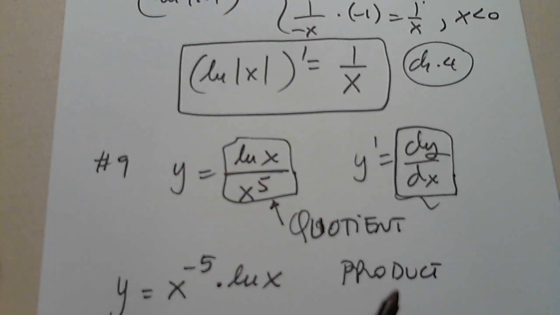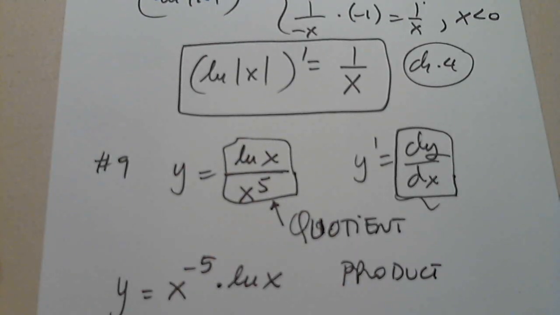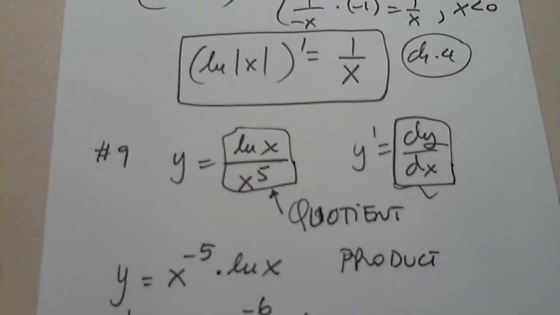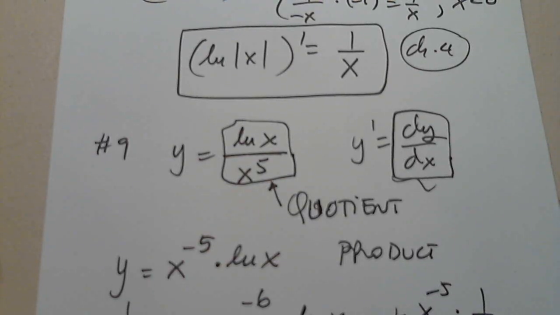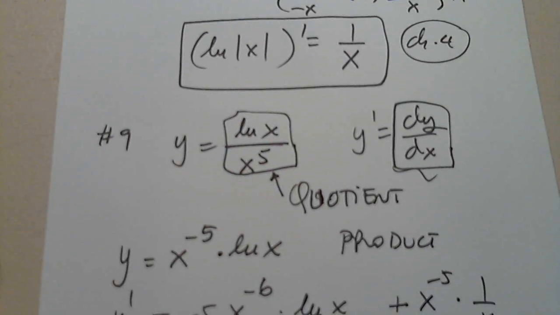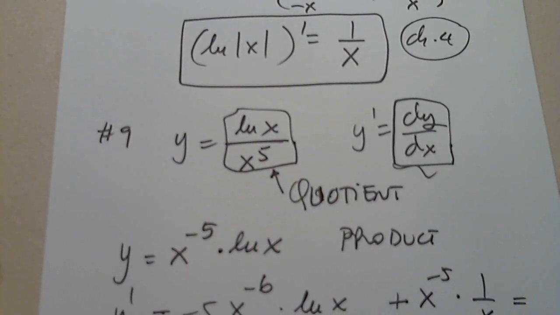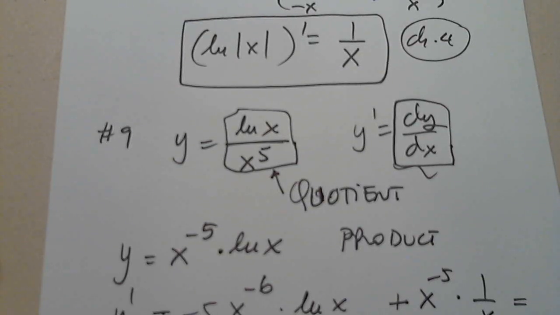So y prime: the first function prime, negative 5x to negative 6, times natural log x, plus x to negative 5 times 1 over x. Good. I continue. Negative 5 natural log x over x to the 6th plus 1 over x to the 6th. And it's done. Negative 5 natural log x plus 1.